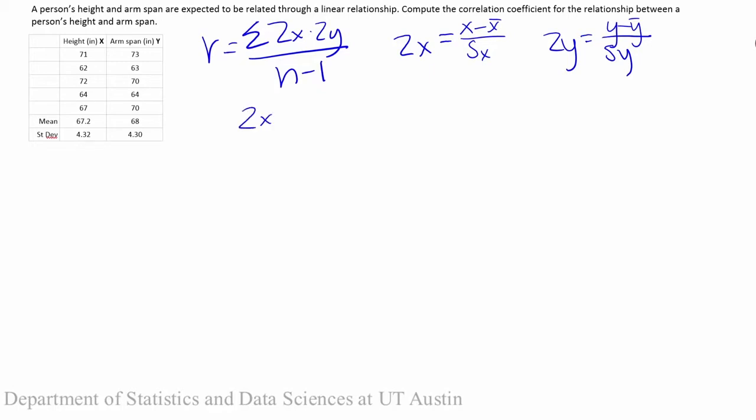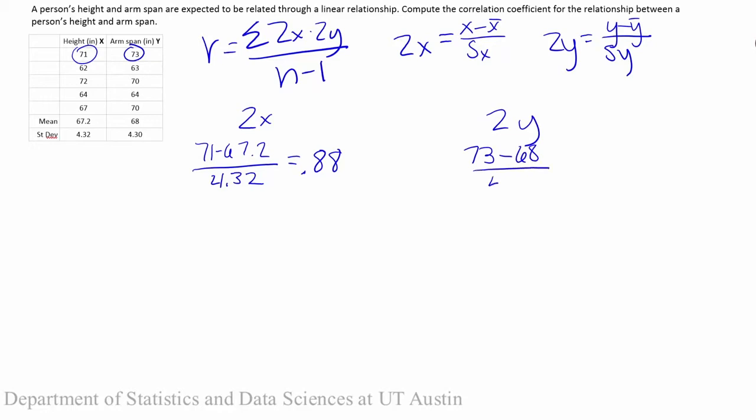For our first calculation, we will take our value of 71, subtract from it the mean, 67.2, and divide by the standard deviation, 4.32. This gives us a value of 0.88. For our first z-score for y, we will take our arm span of 73 inches, subtract the mean of 68, and divide by 4.30, the standard deviation of y. Here we get 1.16. Then we will continue this process for each z-score for x and for y.